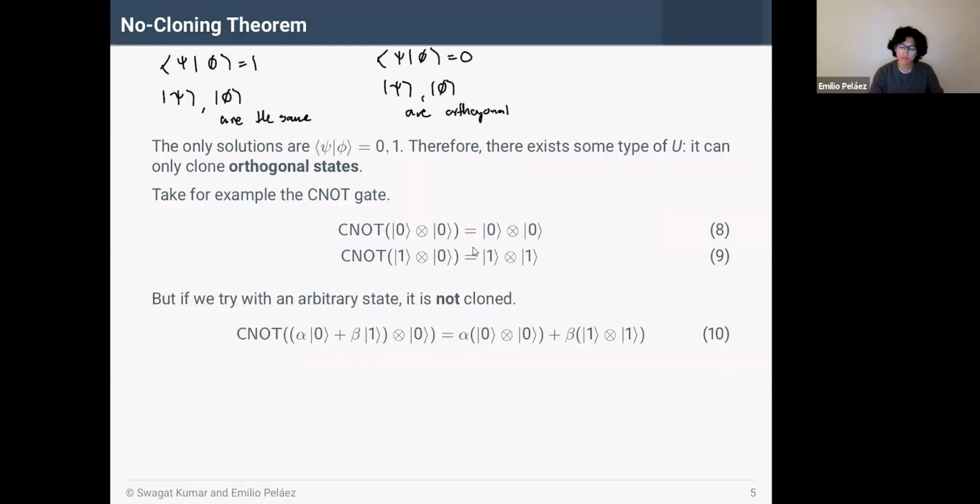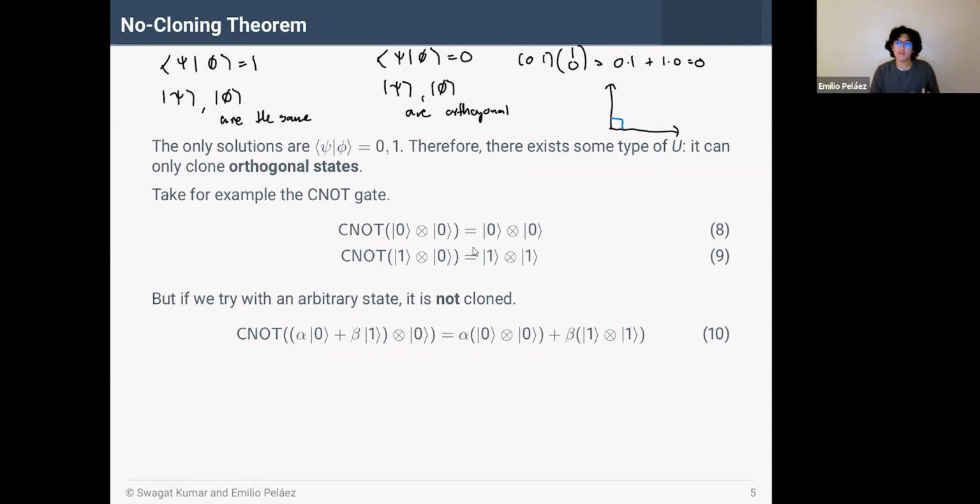We can just check it with 1, 0 and 0, 1. So let's take the inner product of that. We get 0 times 1 plus 1 times 0 equals 0. And we know that they are orthogonal because they sit like this in the axis, and they have a 90-degree angle, so they are orthogonal.